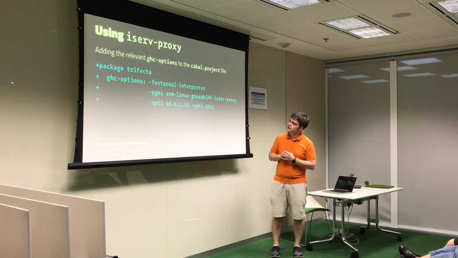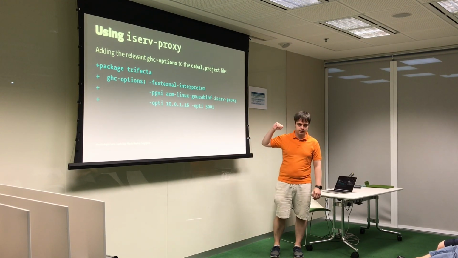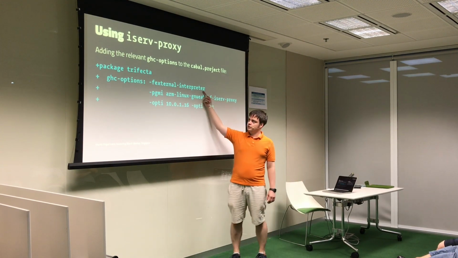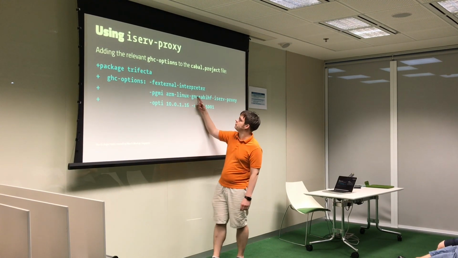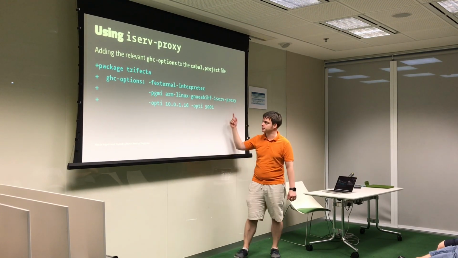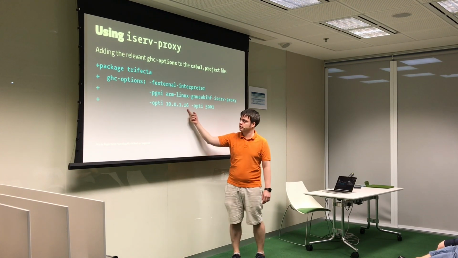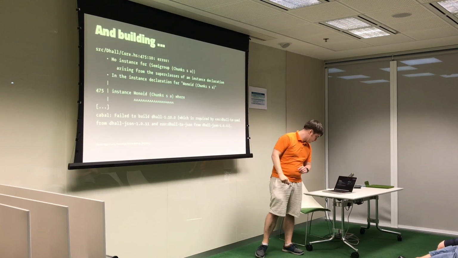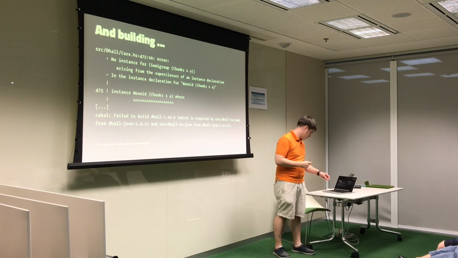So now that we have the iserv-proxy set up, we can add the following GHC options to our Cabal project file. This launches the external interpreter, and the program for the interpreter is this one. I renamed it to have the same prefix as all the other cross-compiling tools. And then you provide the first option, which is the IP address of my Raspberry Pi, and the second option is the port. And with that, we can build again and run into another monoid issue.